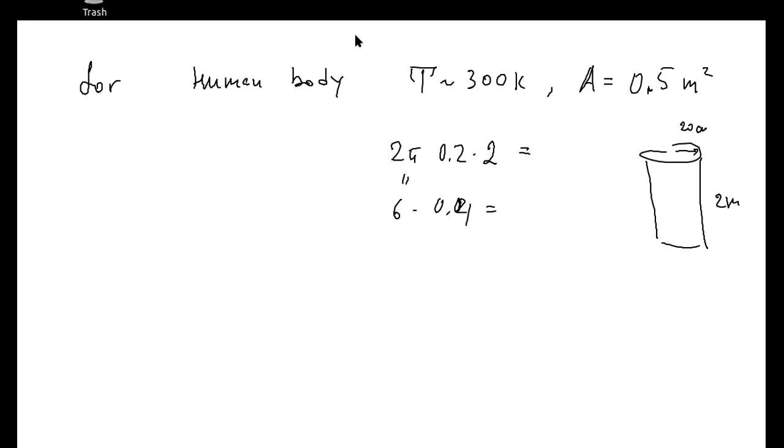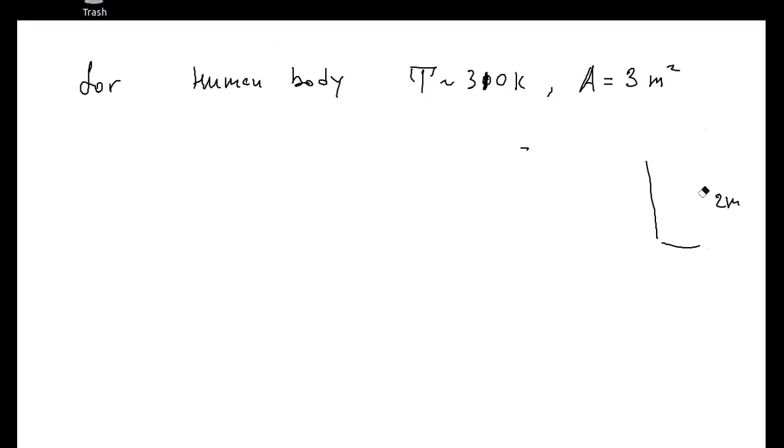And the temperature is rather 310, right? But this is an estimation, yeah? So this is 2 or 3 meters square. Okay, it's a very rough estimation. The surface area of the human body is, let's say, 3 meters square. The temperature roughly 300 Kelvin.